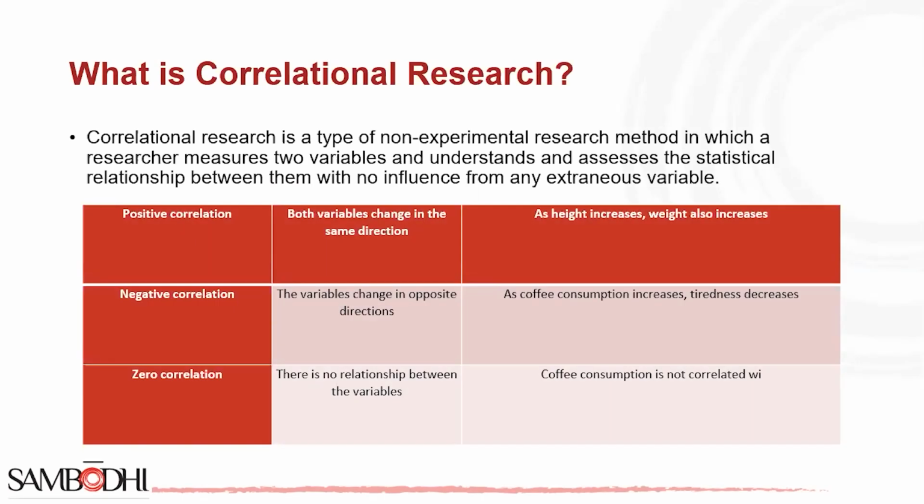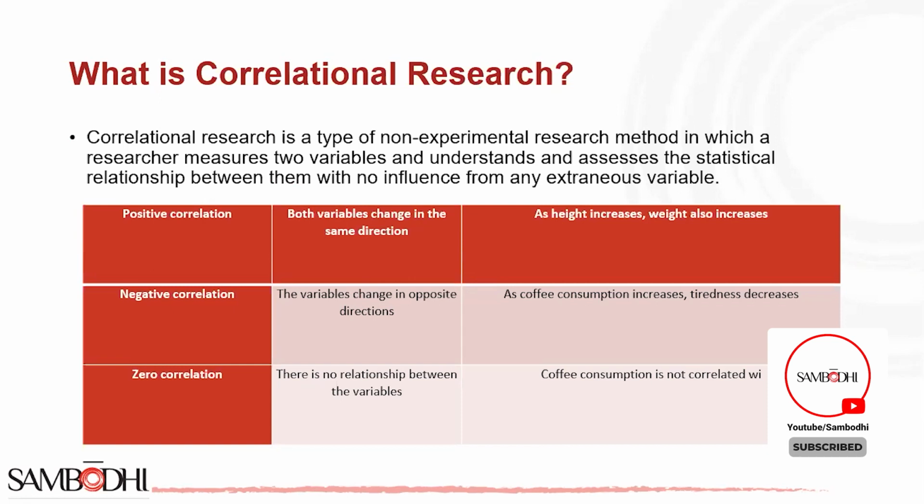Before we proceed ahead, let's understand what correlation research is. Correlation is a type of non-experimental research method in which a researcher measures two variables and assesses the statistical relationship between them with no influence from any extraneous variable. This research design investigates the relationship between variables without the researcher controlling or manipulating any of them.